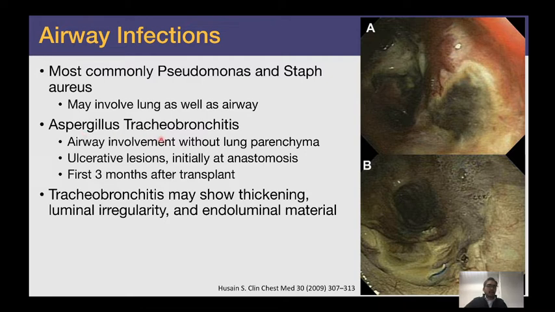Okay, and Aspergillus tracheobronchitis is something that you can see that only involves the airway without lung parenchymal involvement. And this is something that you'll see in the first 3 months after transplant. Okay. The signs on radiology, though, for airway infection are nonspecific.